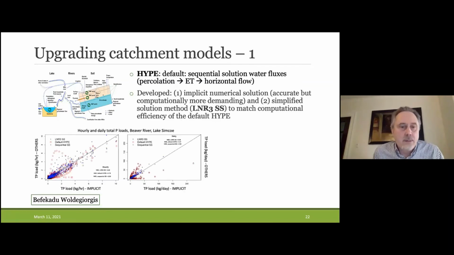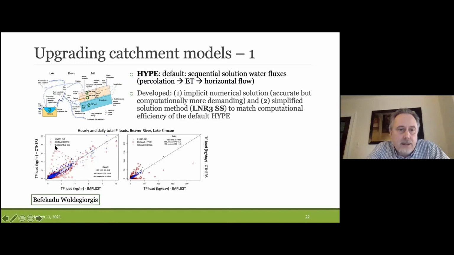And so here are some results where he compared, for instance, the TP load calculated by the implicit method, so you can consider the vertical axis here as the true solution, and then compare this to his simplified solution, but also the default HYPE solution. There's also another solution here. But if you just look at the blue and the red symbols, you can see these are the hourly loads, and these are the daily loads.